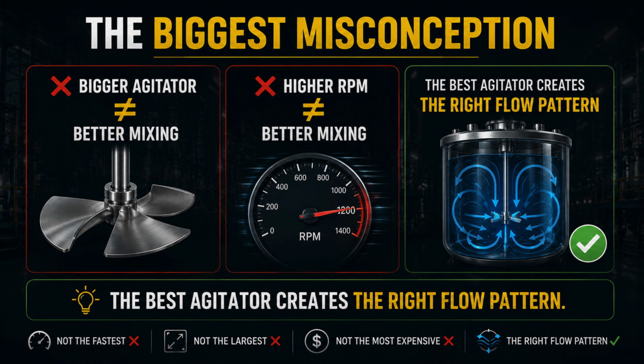One of the biggest misconceptions is that better mixing simply means increasing the RPM or installing a larger agitator. But that's not how process engineering works. The best agitator is not necessarily the fastest. It is not the largest. And it is certainly not the most expensive. The best agitator is the one that creates the flow pattern your process actually needs. Because different processes require completely different types of mixing.